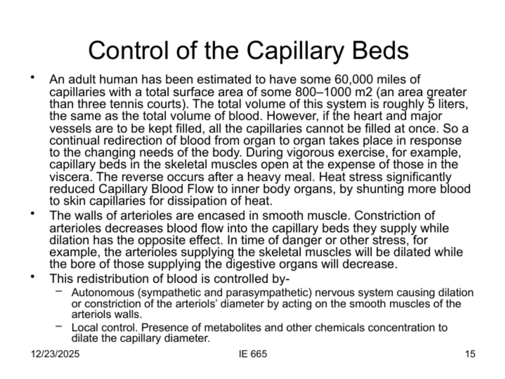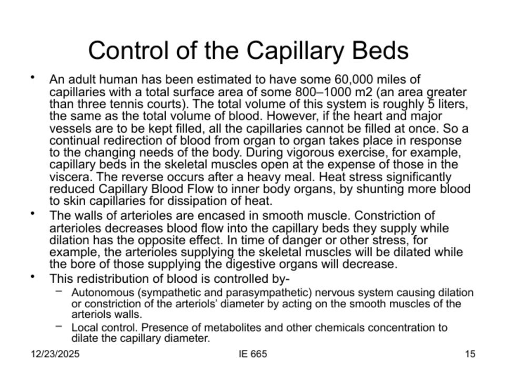In times of danger or stress, the body dilates arterioles supplying skeletal muscles to prepare us for action, while constricting those leading to the digestive system to conserve energy. This redistribution is tightly controlled by the nervous system, specifically the autonomic nervous system, which includes both sympathetic and parasympathetic branches. It causes these smooth muscles to either constrict or dilate depending on the body's needs.